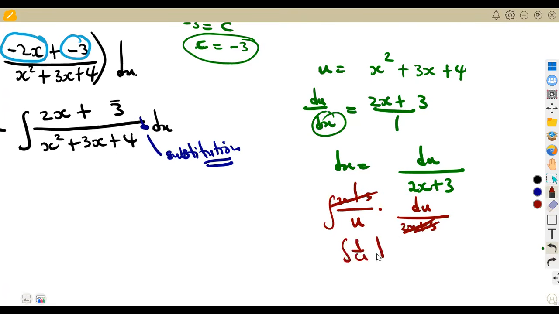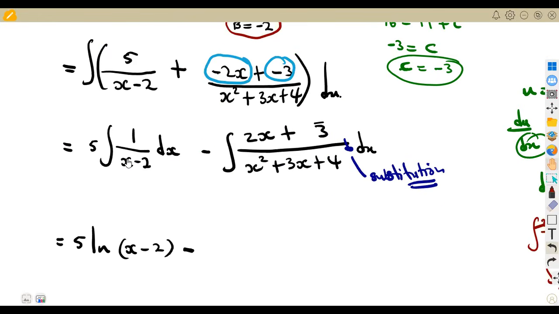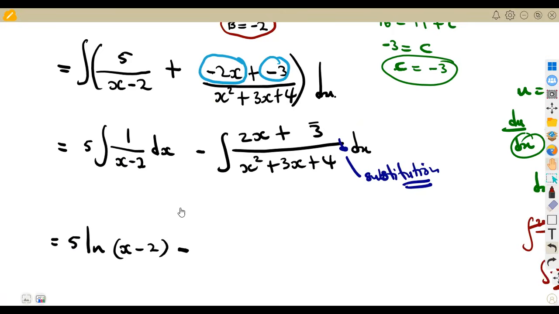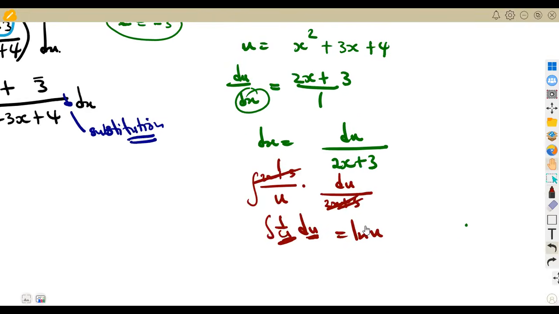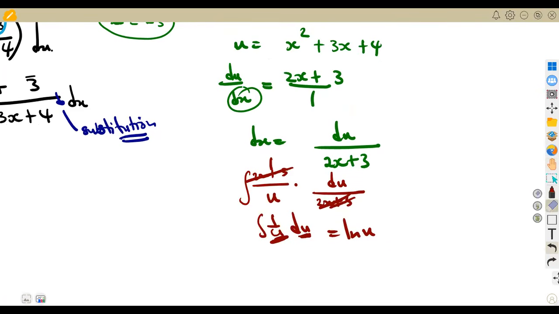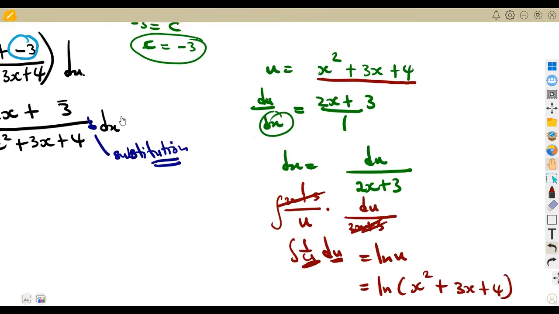The integral of 1 over u with respect to u, what is it? It's ln u. Just like the previous case where 1 over x minus 2 gave us a ln. So this one is a straight ln, there are no other terms, just ln u. But we have the u here, which is x squared plus 3x plus 4, the one that we are given. So this is going to be ln of x squared plus 3x plus 4. This is what you're supposed to have. All right, so by the substitution method, this is what you're supposed to have on this integral here.